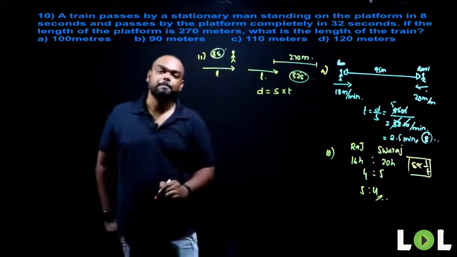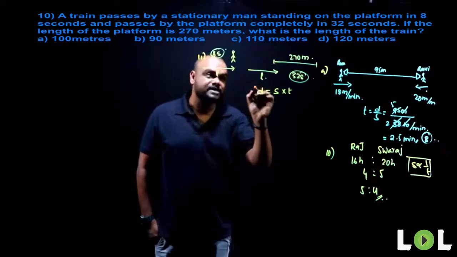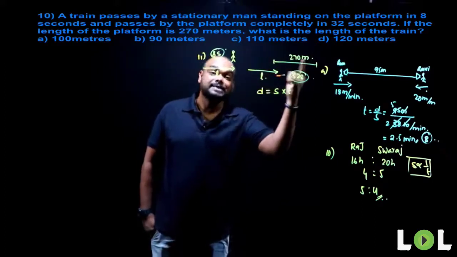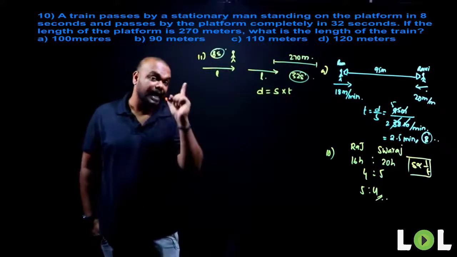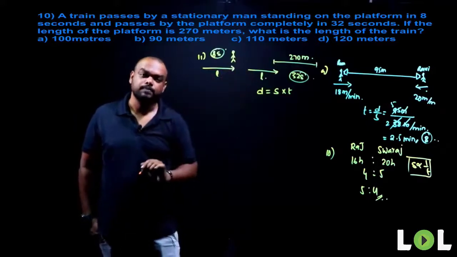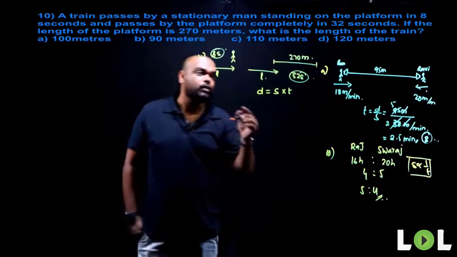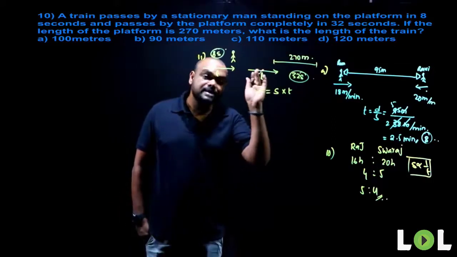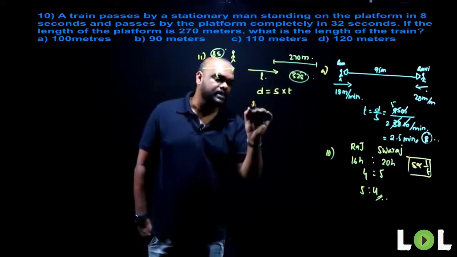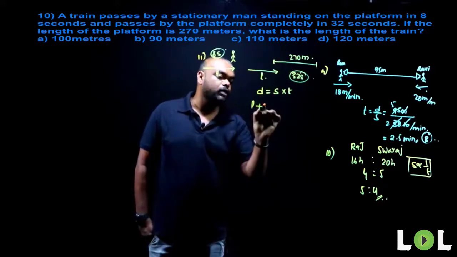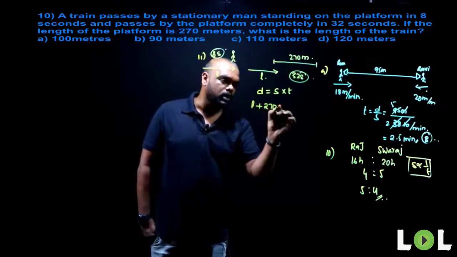Distance is speed into time. Now what is the distance here? Total distance: length of the train as well as length of the platform. In the relative speed session, I explained all these different scenarios in the previous class. If not, I will put the link at the end of the class. Again, if you want, you can watch it, guys. So total distance is the length of the train as well as the length of the platform. That is L plus the platform, 270. That is the total distance.